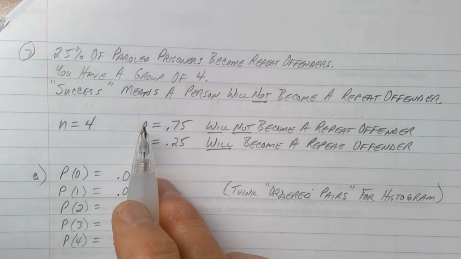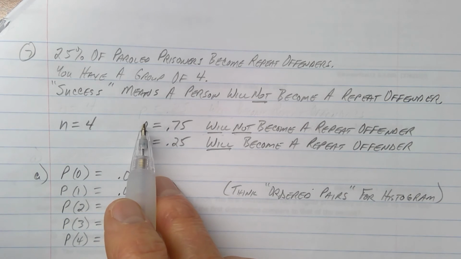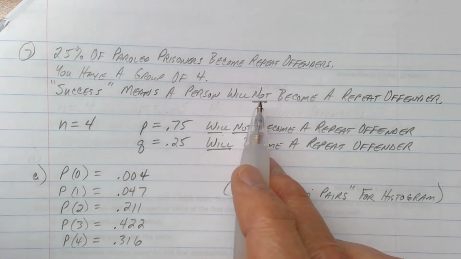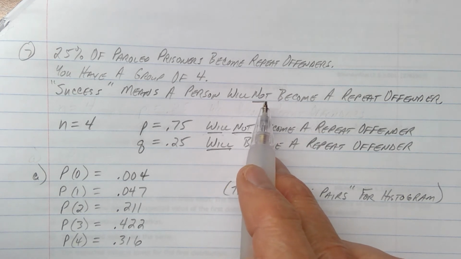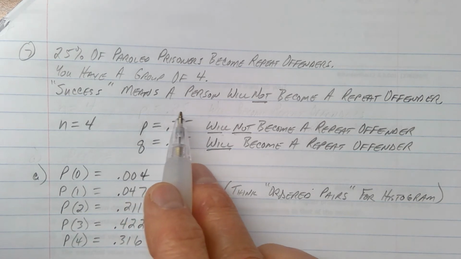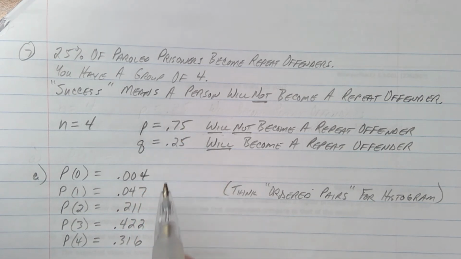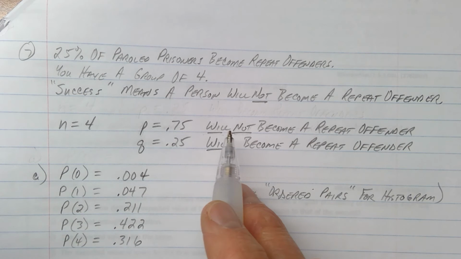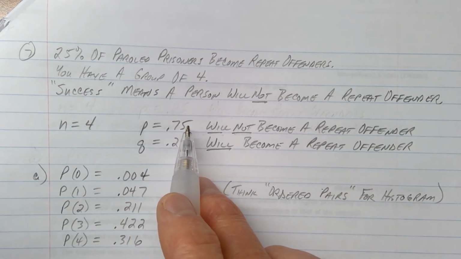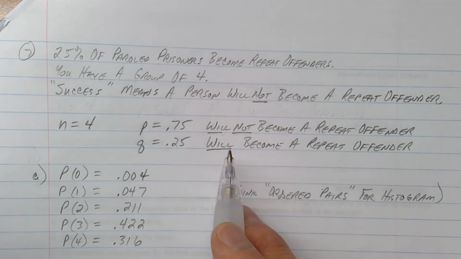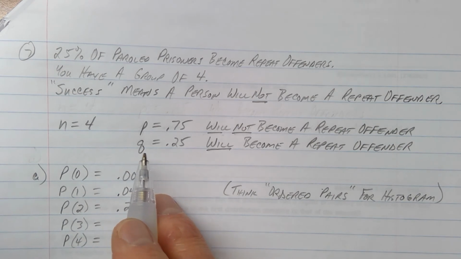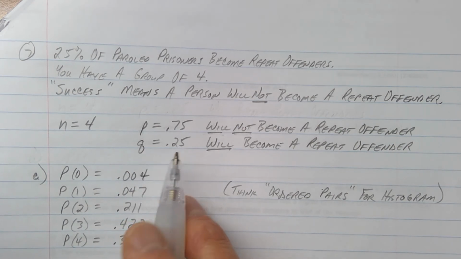P is whatever your question is asking. So if your question is asking about will not, which is what we defined success as to start with, you've got to figure out what percent that is. 75% will not. So if your question asks how many will not become a repeat offender, you're going to use a p-value of 75%. If your question asks how many will become a repeat offender, you're going to have to change columns and use a p-value of 25%.